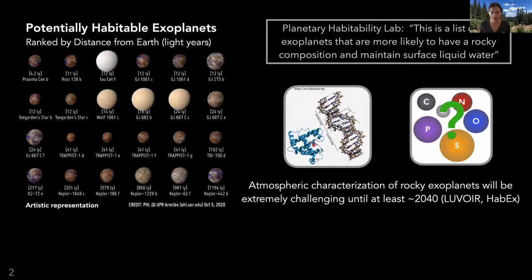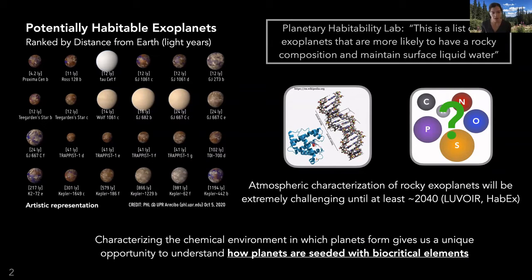But unfortunately, characterizing the volatile inventories of rocky exoplanets is going to be extremely challenging until at least 2040, when we may have next generation NASA flagship missions. So instead, we can characterize the chemical environments that planets are forming in to give us a really unique way of understanding how planets are seeded with these biocritical elements, studying the process of planet formation itself.